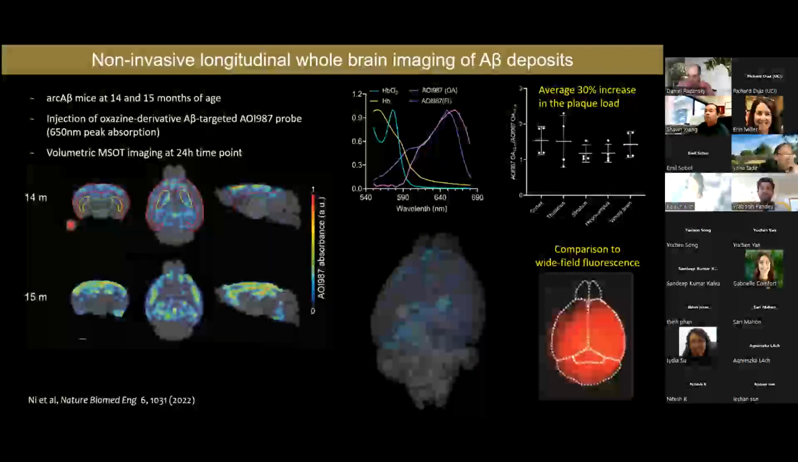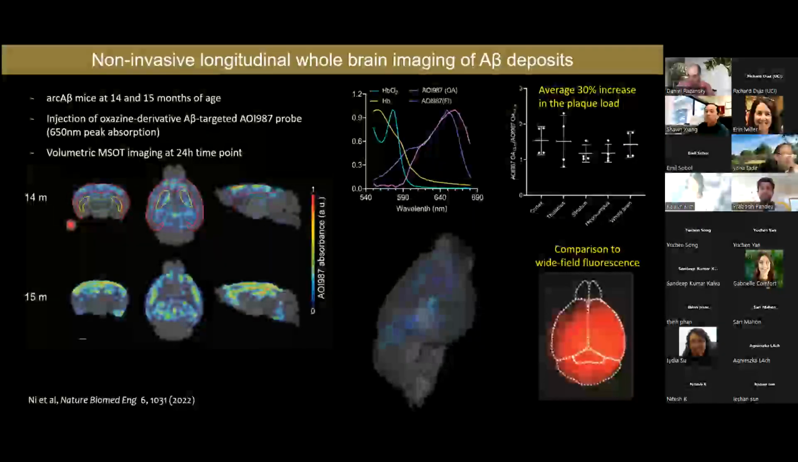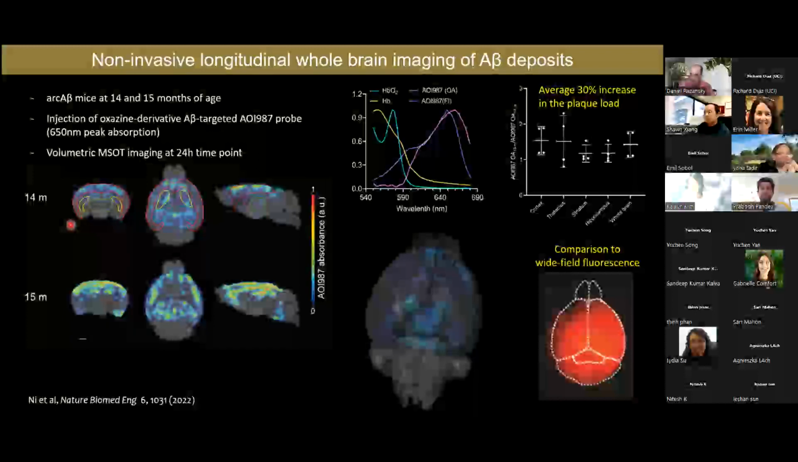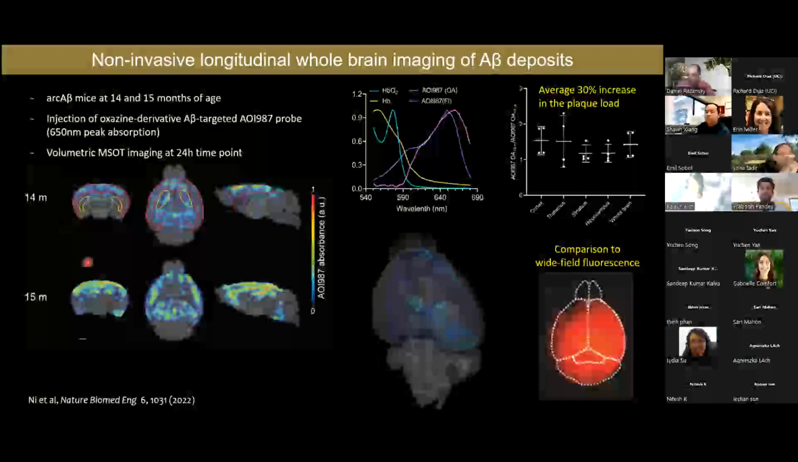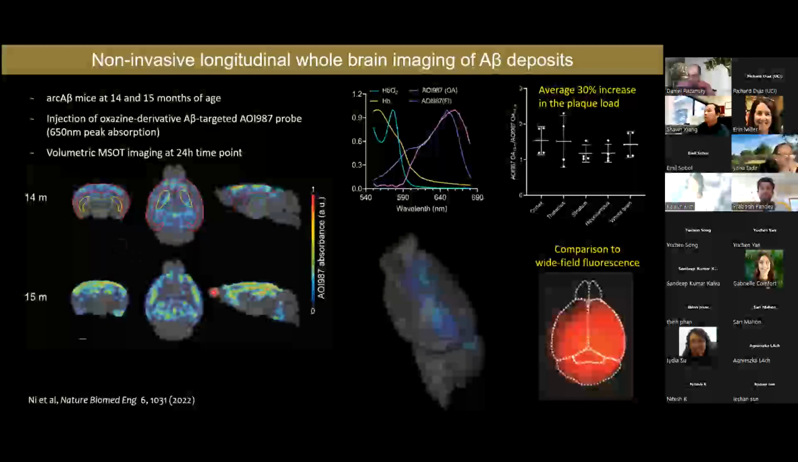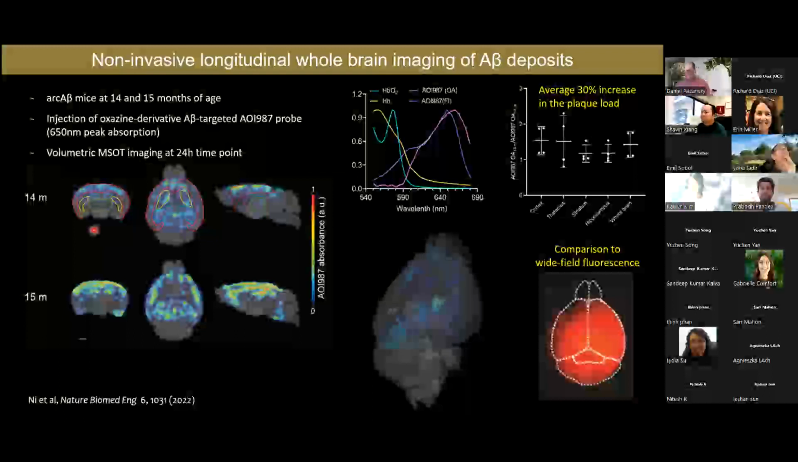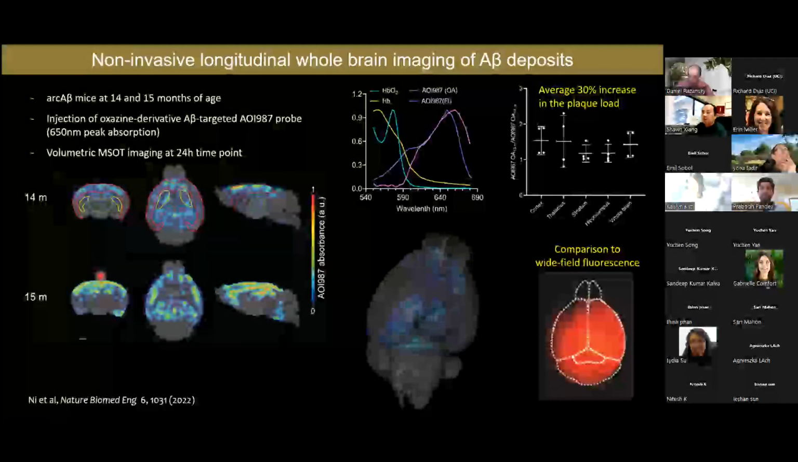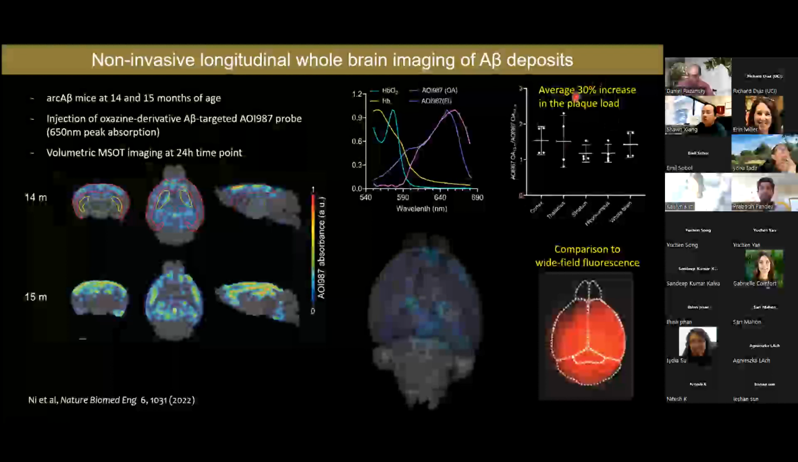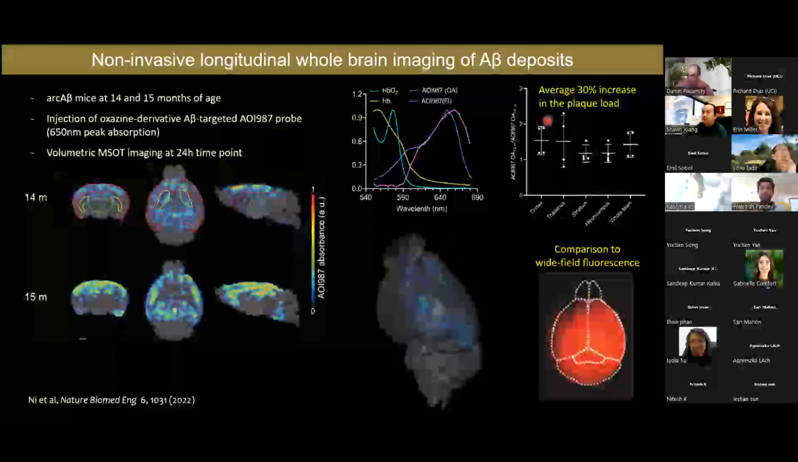We also recently used this technology to look at neurodegenerative disease models. So in one recent local collaboration here in Zurich, we were able to study the progression of Alzheimer's disease non-invasively at the whole brain level. And for this, we used amyloid beta targeted probes. So basically, the probe is injected intravenously and specifically accumulates in the Alzheimer's plaques over 24 hours. And we saw an average increase of about 30% in the plaque load over 1 month of disease progression from 14 to 15 months of age.